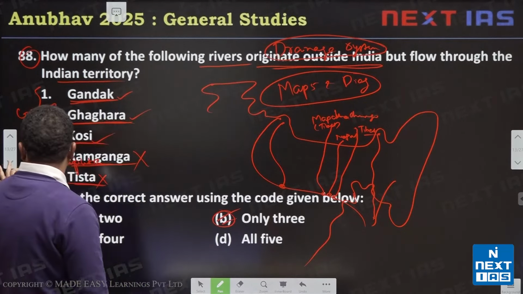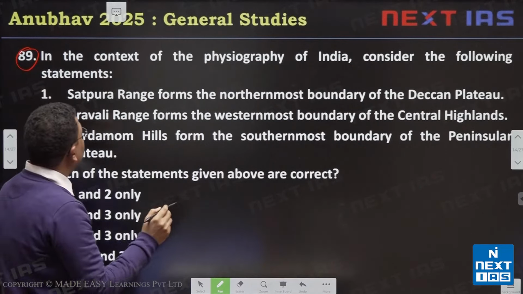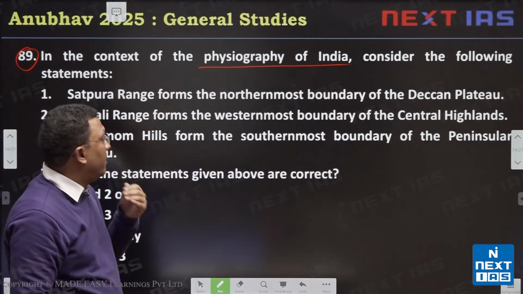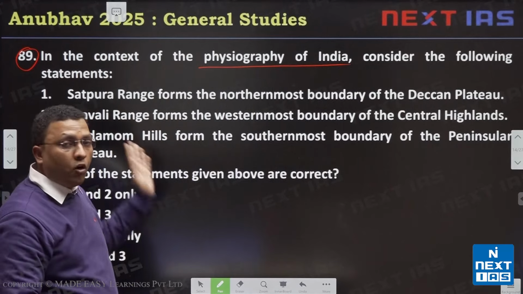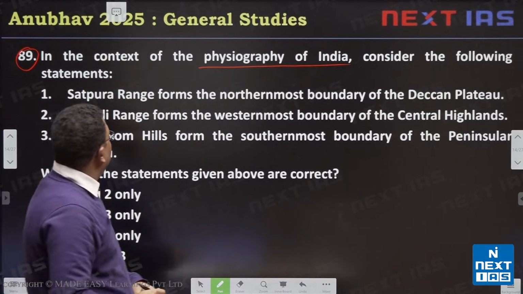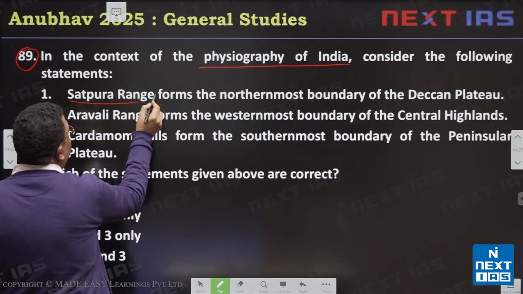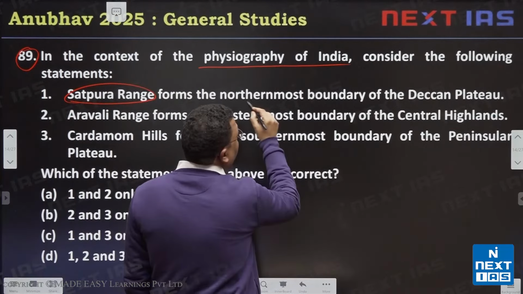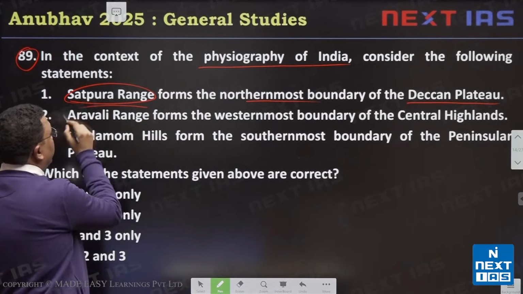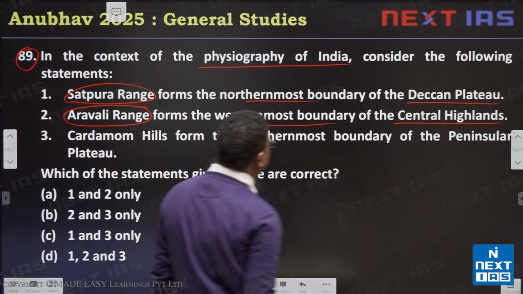Now let's move on to our next question, that is question 89. It says in the context of physiography of India. So this again is a question based on physiographic division of India. We have already seen that this is an important topic in Indian geography, right? So consider the following statements. First statement says Satpura range forms the northernmost boundary of Deccan Plateau. Then second statement says Aravali range forms the westernmost boundary of the Central Highlands, right?